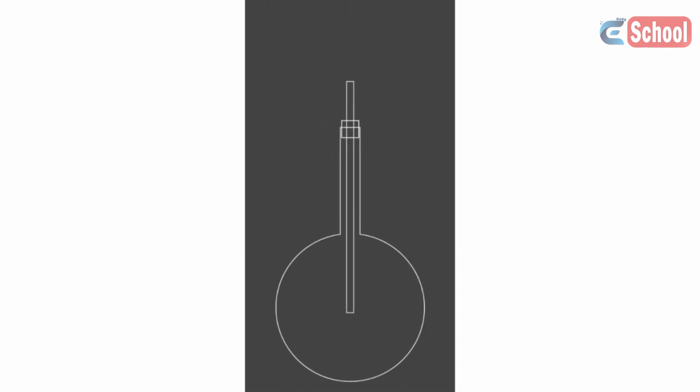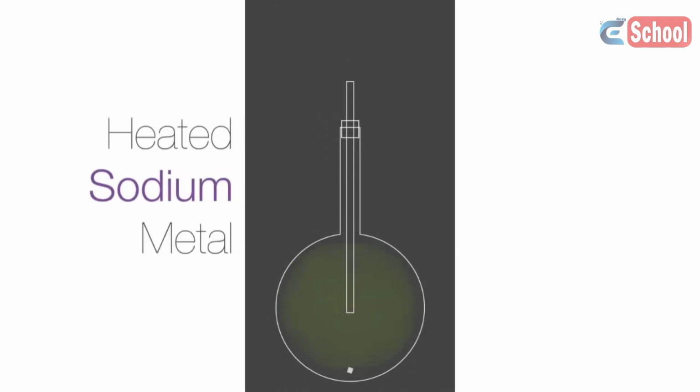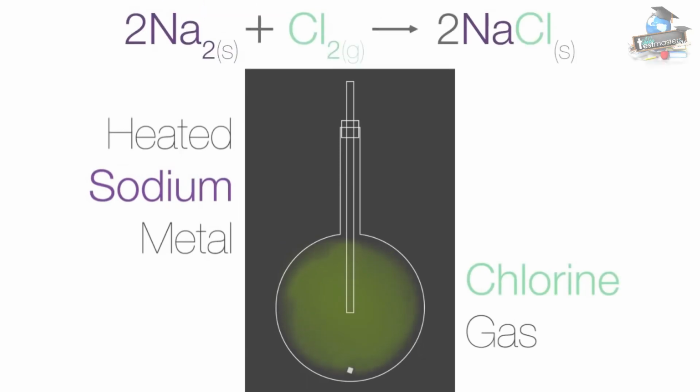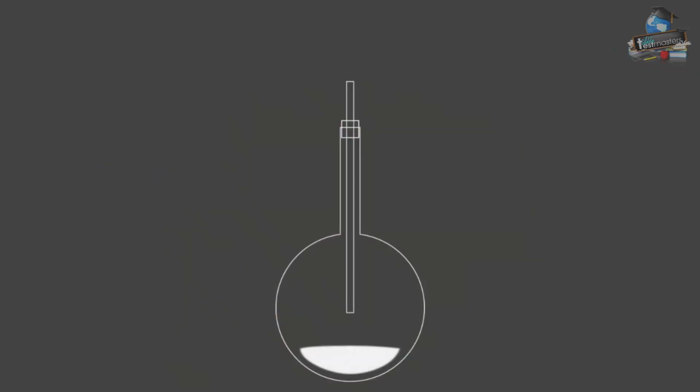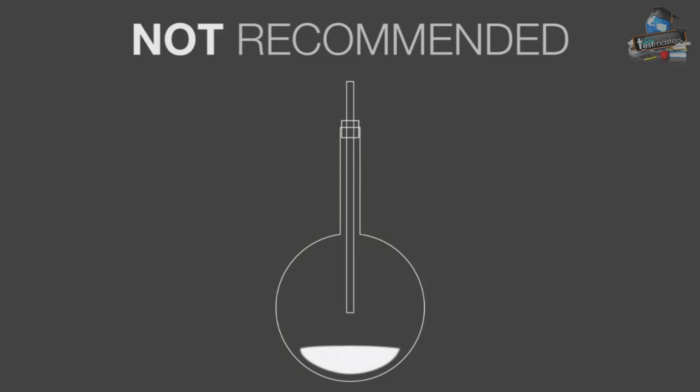Sodium chloride can be produced from the reaction of heated sodium metal with chlorine gas. Since it is a highly exothermic reaction, it is not recommended that this be done in a laboratory.